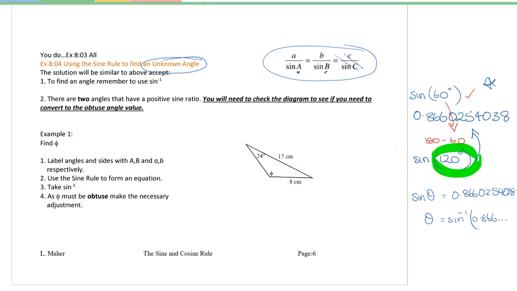So, it says there are two angles that have a positive sine ratio. There are these two angles. You'll need to check the diagram to see if you need to convert to the obtuse angle value yourself. So it's this step you need to know to do yourself. How do you need to know to do that? You observe in the question that the angle you're finding is bigger than 90 degrees.